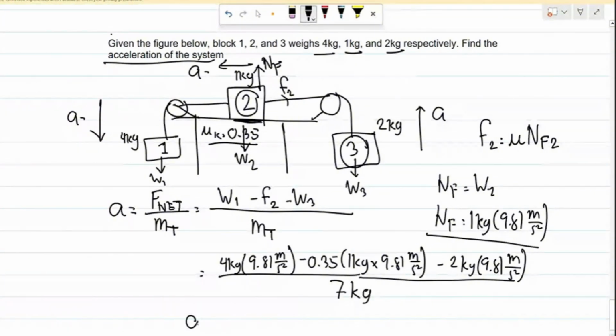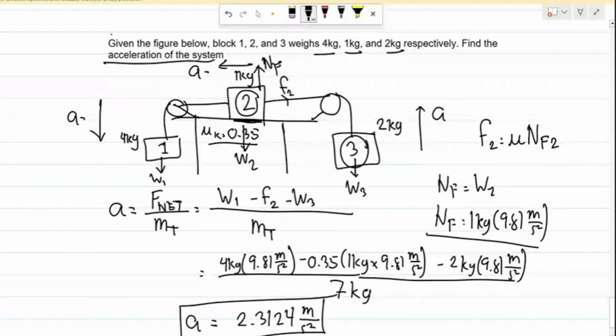So dito guys, can you please find the acceleration of the system? Diba? Meron tayong 3124, meron tayong 3824. Okay, so by the way, the correct answer here is, okay, acceleration is 2.3124 meter per second squared. So this would be the acceleration of the system. Okay, nakukuha po ba natin?